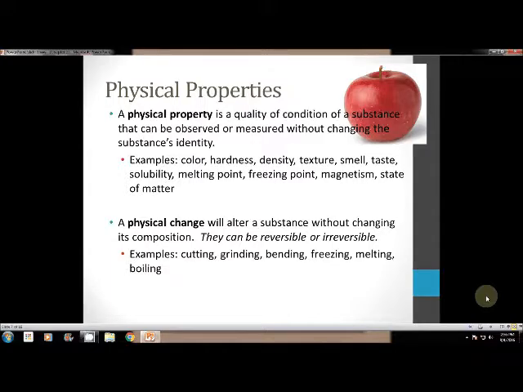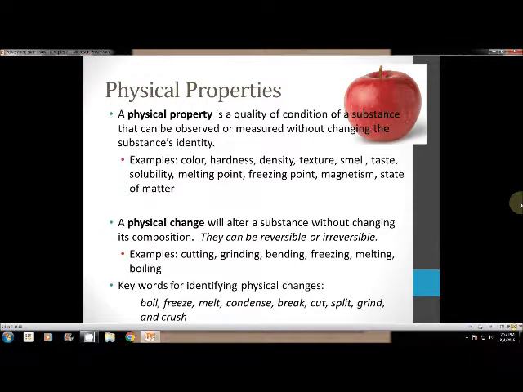A physical change is a change that alters the substance, but it doesn't change what it actually is. It doesn't change its composition. Physical changes can be reversible or irreversible. So examples of physical changes could be cutting or grinding or mashing or bending or freezing, melting, boiling, any of those. If I took the apple that's up there in the corner and cut it and sliced it, would it still be an apple? Yeah, it just wouldn't be a whole apple anymore. But that's a physical change because it's still an apple. It's still the same composition. It's just in a different form.